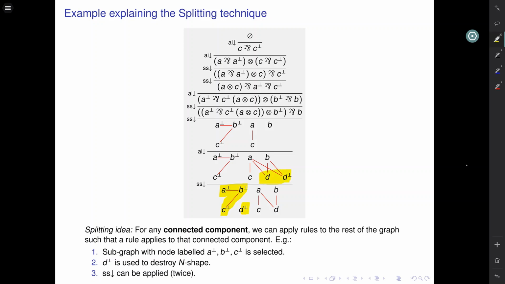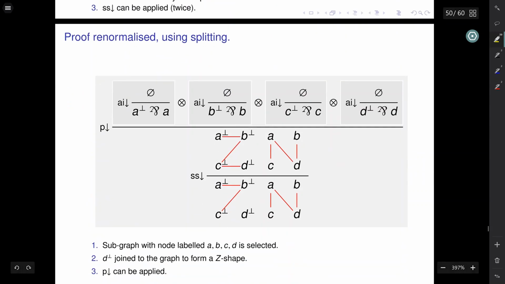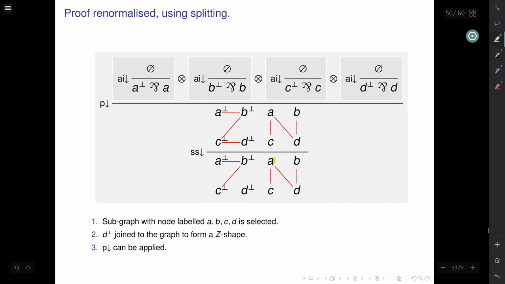And we're left with two separate components, one which can move to one side of the 7 and one which can move to the other side of the 7. And then we proceed because they're now formula-like, these graphs. Okay. We could also have taken the N shape and then we can renormalize the proof. This is what splitting says.